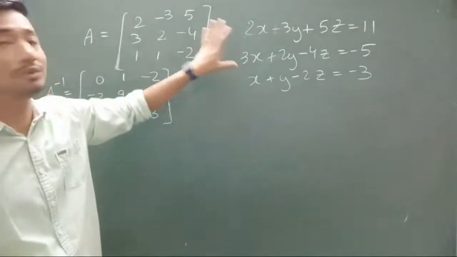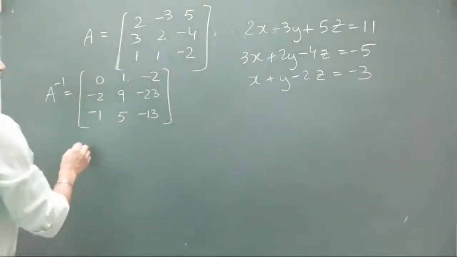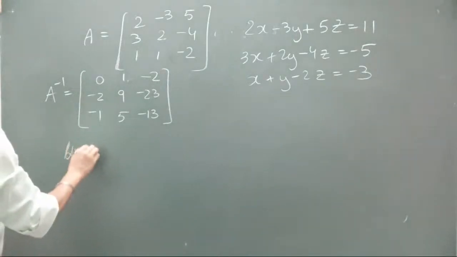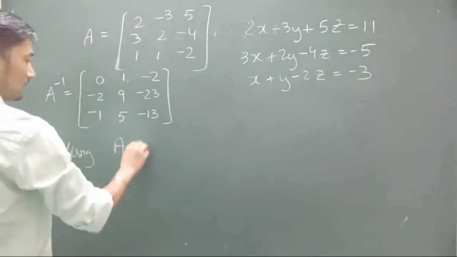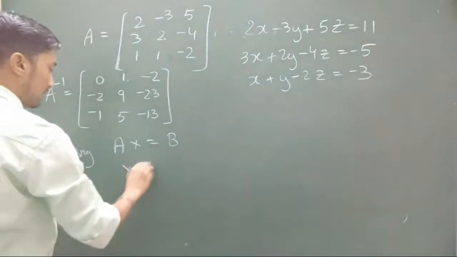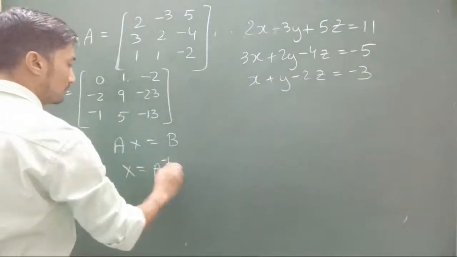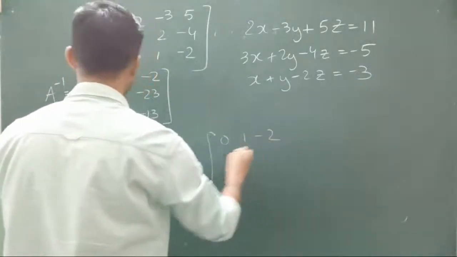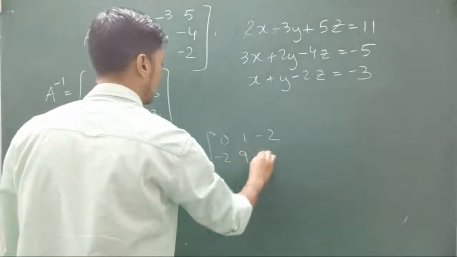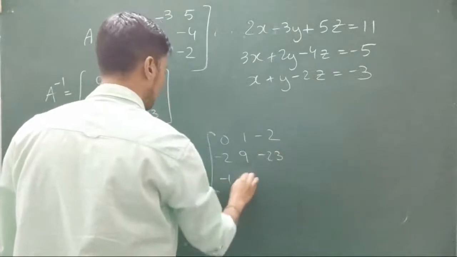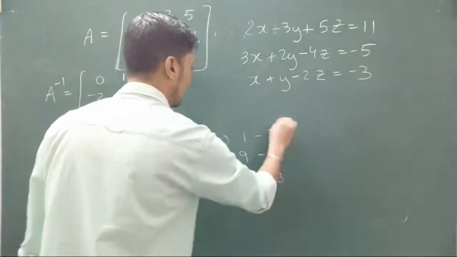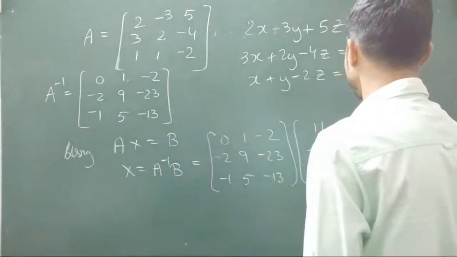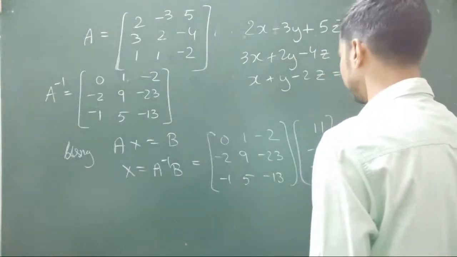That means we can just use the same result, that is, using AX is equal to B, such that X is equal to A inverse of B. That is, A inverse is 0, 1, minus 2, minus 2, 9, minus 23, minus 1, 5, minus 13, into the matrix B that we can get from here, 11, minus 5, minus 3.